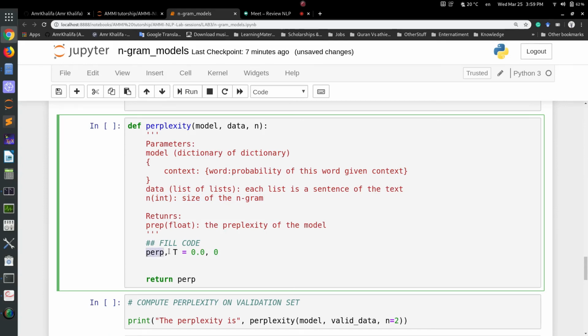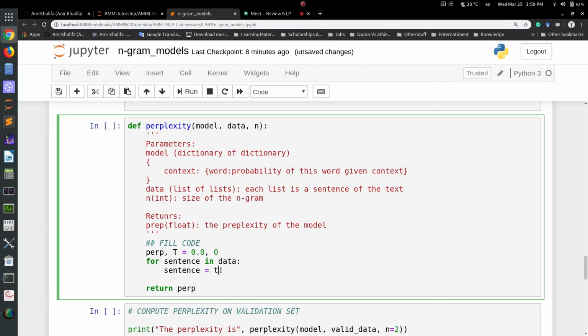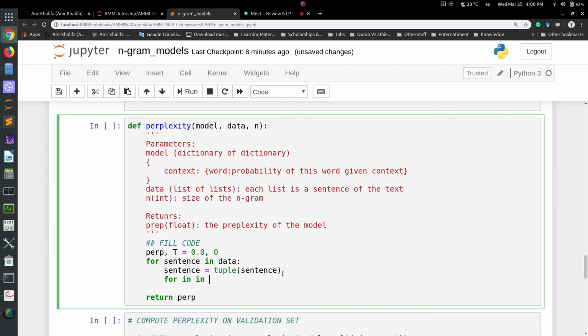First we have the perplexity and the length of sequence initialized. The perplexity is 0.0 because it's a float number, and the length of the sequence is initially 0. I'm going to increase the length as I go through all the words. First I'm going to do a for loop for all the sentences, so for sentence in data. Now sentence is going to be converted into a tuple, because I need to use it in a dictionary, and I can't use a list. And now for i in range, from 1 to the length of my sentence.